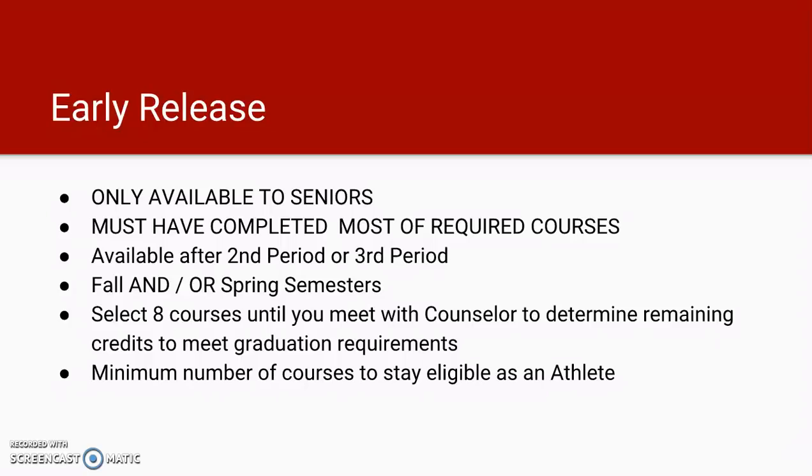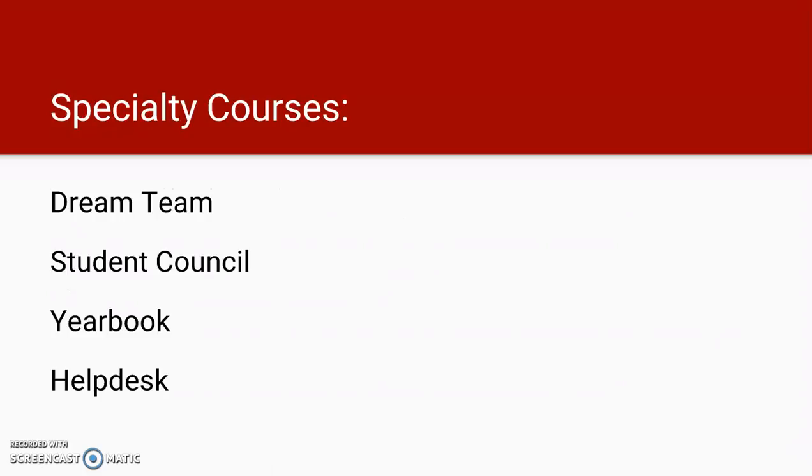All 3 options require a course credit check by a counselor to determine how many courses are needed to meet graduation requirements. Specialty courses: students who are applying for Dream Team, Student Council, or Yearbook will be contacted at a later date regarding their schedules. You should still register for a complete schedule that does not include these courses.